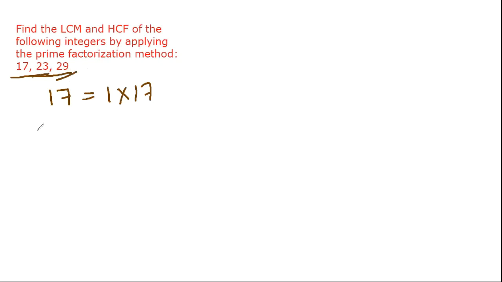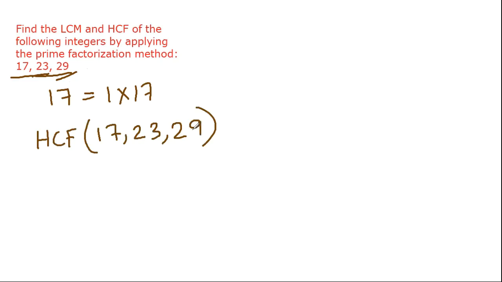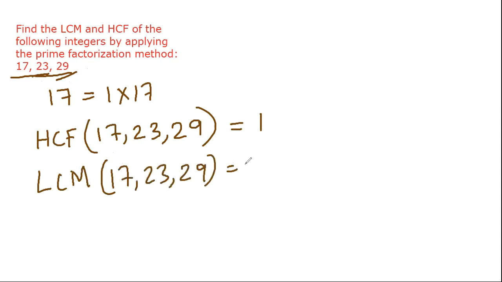So we can write the HCF of co-prime numbers. The HCF of 17, 23 and 29: these are co-prime numbers, in particular they are prime as well. So their HCF is 1. And the LCM of these three numbers is equal to 17 into 23 into 29. So here you have the result.